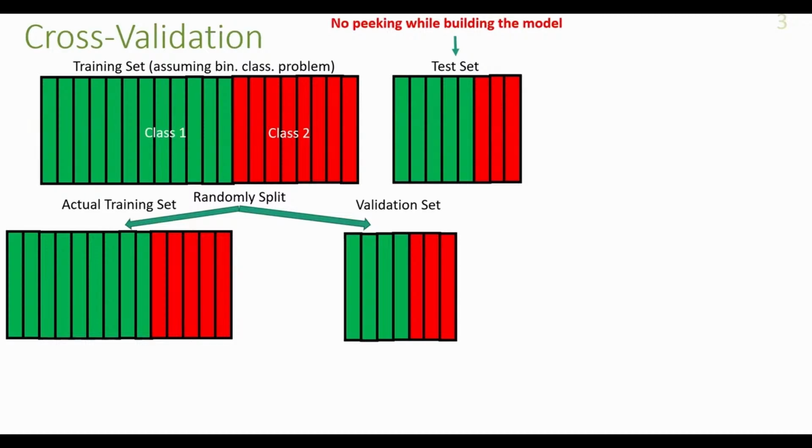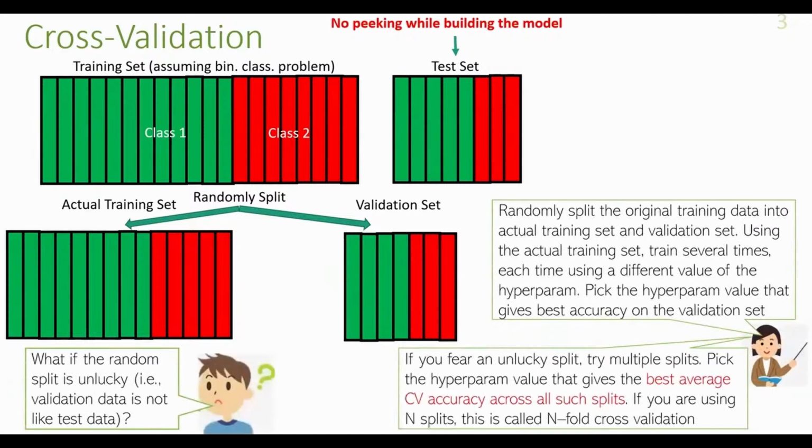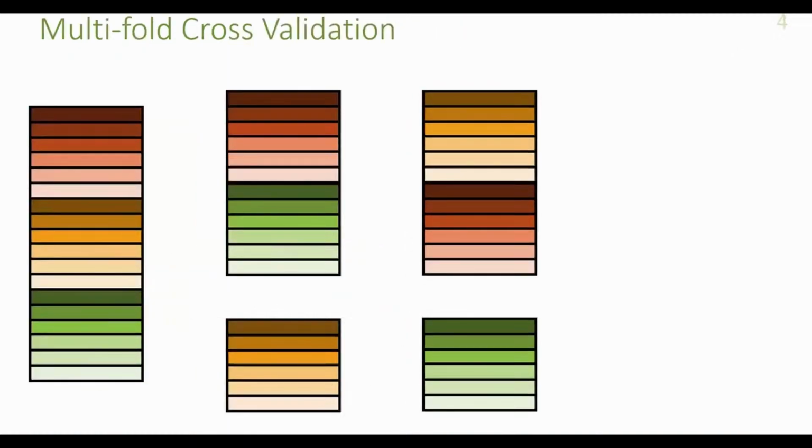Can you suggest some solution to overcome this issue? Some data sampling techniques. Yes, we can also use some data sampling techniques. The other option is, what we can do, we can do this split multiple times, right? And then we can calculate the average model performance, right?